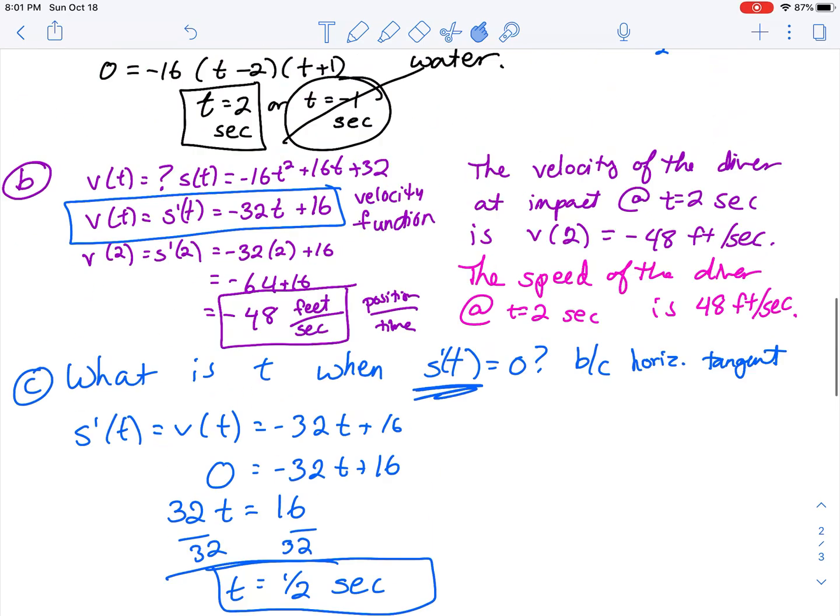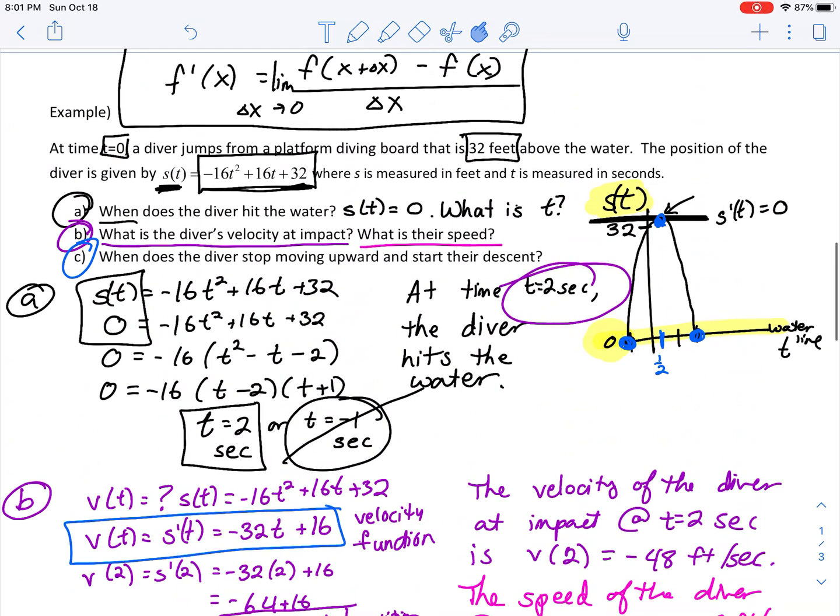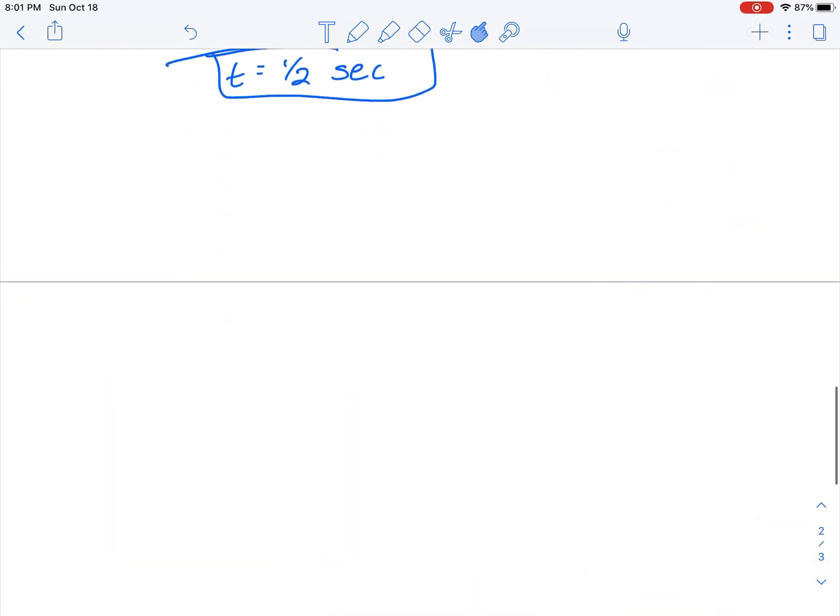You are not allowed to just use a calculator and graph this and find the maximum using calculator functions. You have to show your calculus work for this. I know you can do a little bit of finagling and double check your answers, but make sure you are showing the calculus on this and getting used to it.